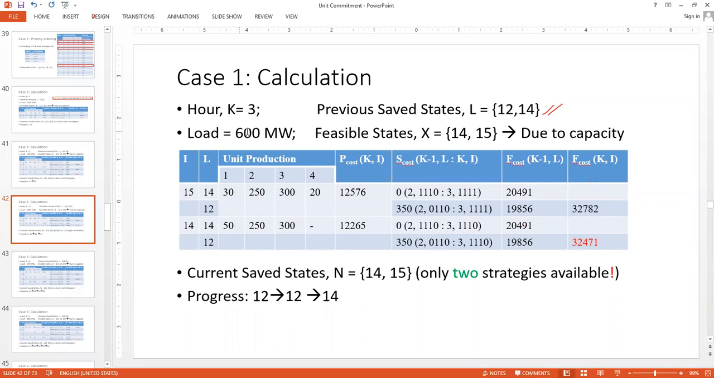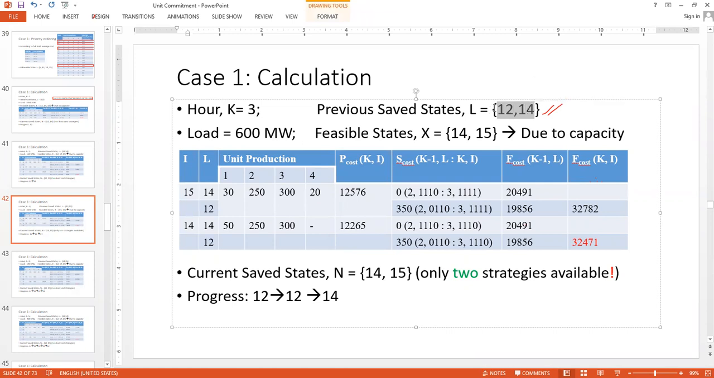Our K is now 3, load is now 600, feasible state 12 is also excluded from the feasible state, again due to the capacity limitation. So now only transition from the previous saved state is 12 and 14, these two states, and the states where we can have our transition are 14 and 15, those will go to I. So only 14 and 15 are now listed. So you can have the transition now from 12 to 14, 12 to 15, 14 to 14, 14 to 15. So these 4 combinations are possible, which are listed here.